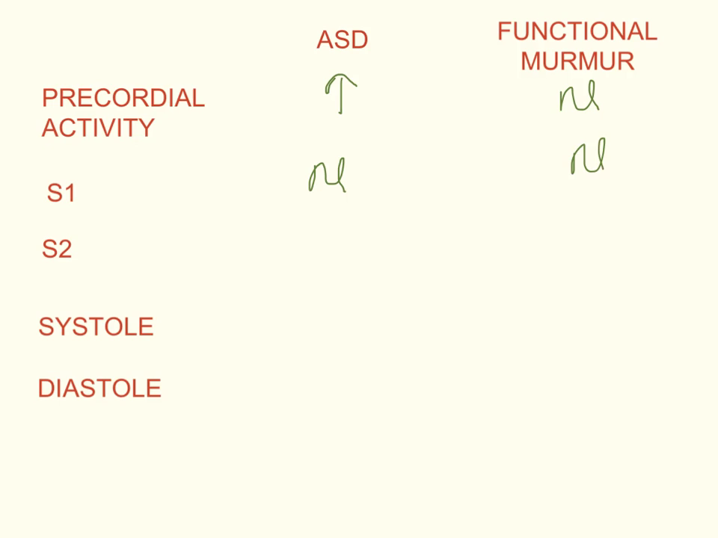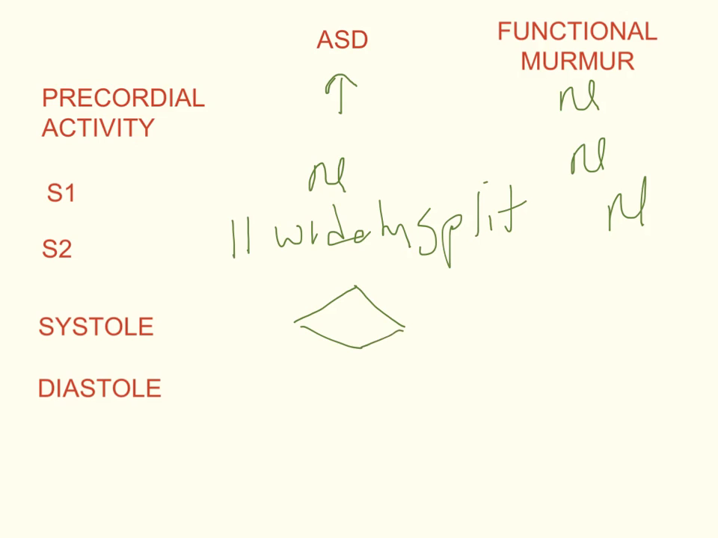In patients with atrial septal defects, the second heart sound is widely split and fixed, because the pulmonary valve always closes after the aortic valve. In functional murmur patients, the second heart sound is normal. The systolic murmur in patients with atrial septal defects should be a crescendo-decrescendo systolic murmur heard best at the upper left sternal border, caused by flow across the pulmonary valve.